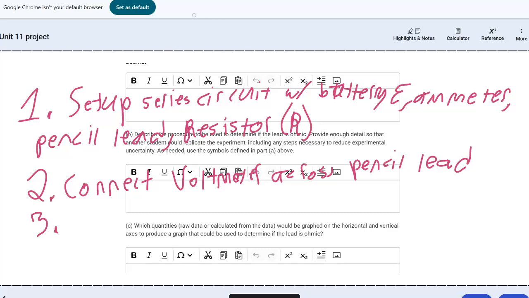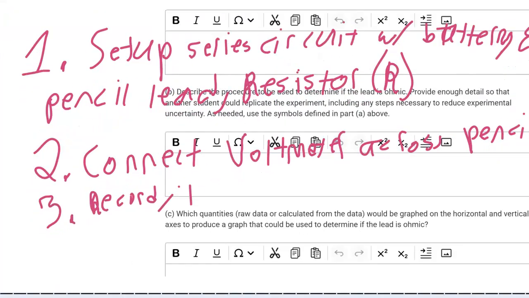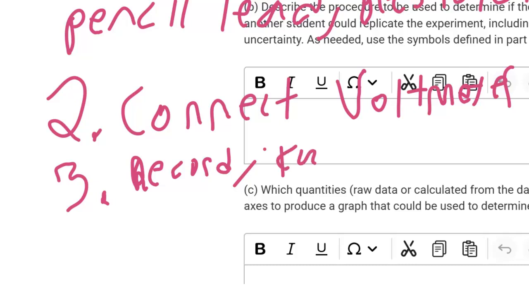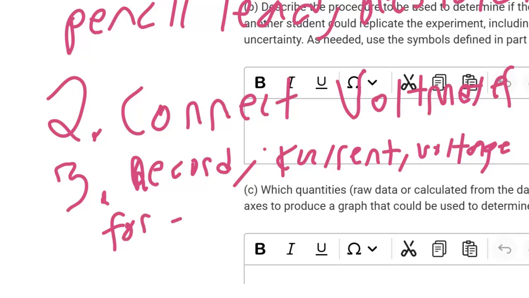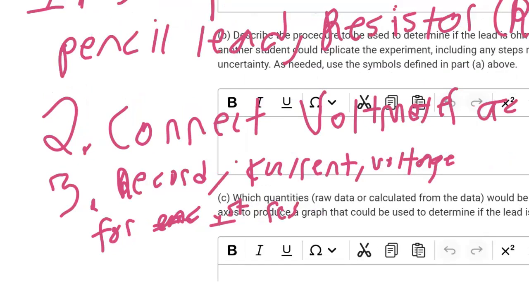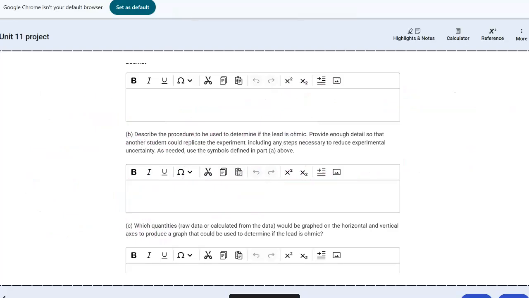Then I'd record the current and voltage for the first resistor. Let me erase this so I have most of it.